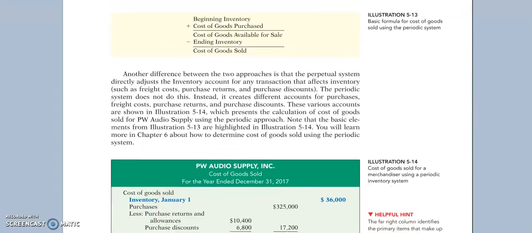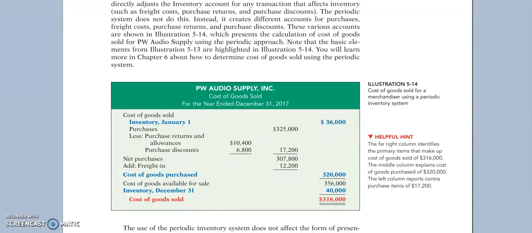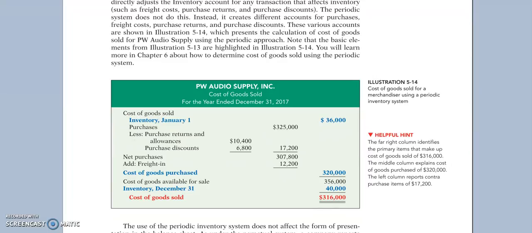We see here that PW Audio Supply Incorporated has their cost of goods sold for the year ending December 31st of 2017. They start out by showing us the inventory for the beginning of the year, which is $36,000. Then it has us add the purchases of $325,000 and subtracts the purchase returns and allowances of $10,400, after which the purchase discounts are subtracted as $6,800, giving us a net purchase of $307,800. After which we add in the freight-in value, which is $12,200, giving us the cost of goods purchased.